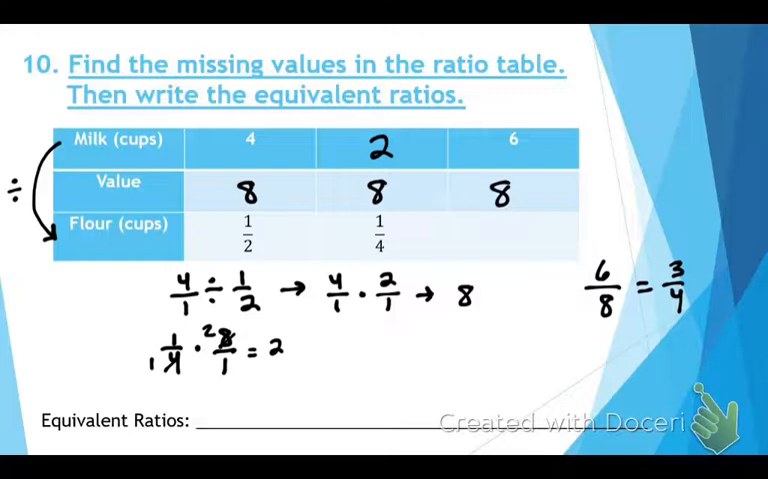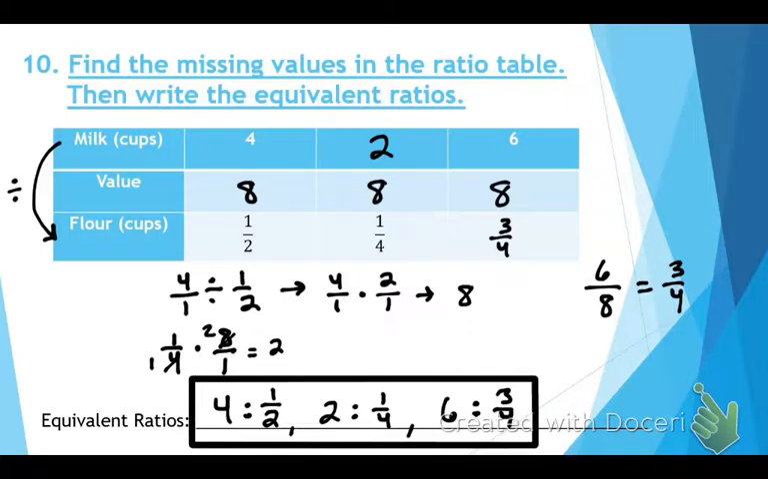Now listen, many people are putting it in here like this. Why will I not accept that answer? If this was a fraction and this was a fraction, guess what I want my answer right there to be? I want them all to be like terms, so it is going to be also a fraction. So let's go ahead and come up with our equivalent ratios. What's the first one, guys? 4 to 1/2. Okay, what's the next one? 2 to 1/4. And what's the final one? 6 to 3/4. All right, and those are my equivalent ratios.